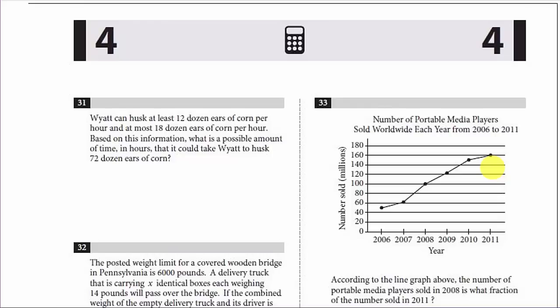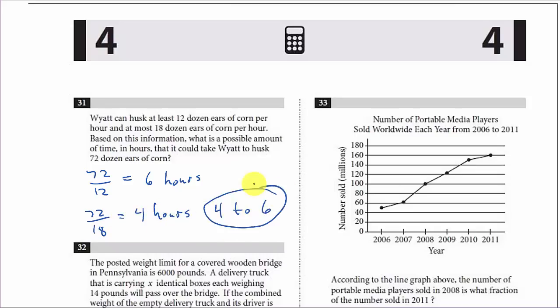It says, Wyatt can husk at least 12 dozen ears of corn per hour and at most 18 dozen ears of corn per hour. Based on this information, what is the possible amount of time in hours that it could take Wyatt to husk 72 dozen ears of corn? Well, that's just the 72 divided by the 12 per hour, and then the 72 divided by the 18 per hour. So that's just going to be 72 over 12. That equals 6 hours. And then the 72 over 18, that equals 4 hours. And so our solution would be 4 to 6.